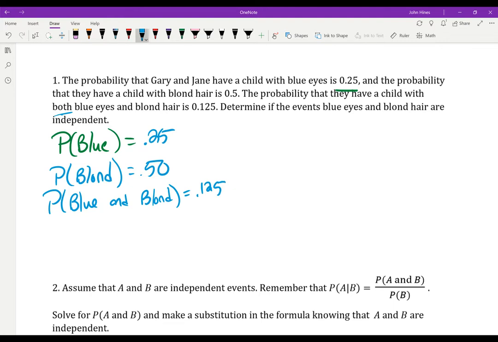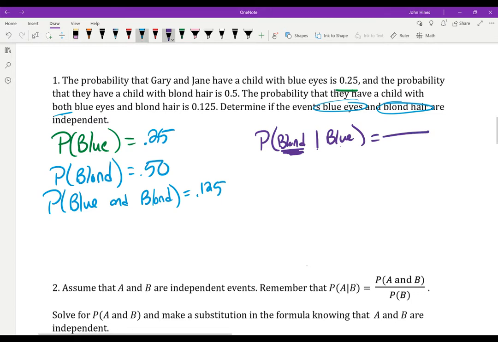That's 0.125. Determine if the events blue eyes and blonde hair are independent. Does knowing you have blue eyes affect the probability of you having blonde hair? That's what we want to know here. So let's do that. Does knowing you have blue eyes change the probability of you having blonde hair? So I'm finding the probability of blonde given you have blue eyes.